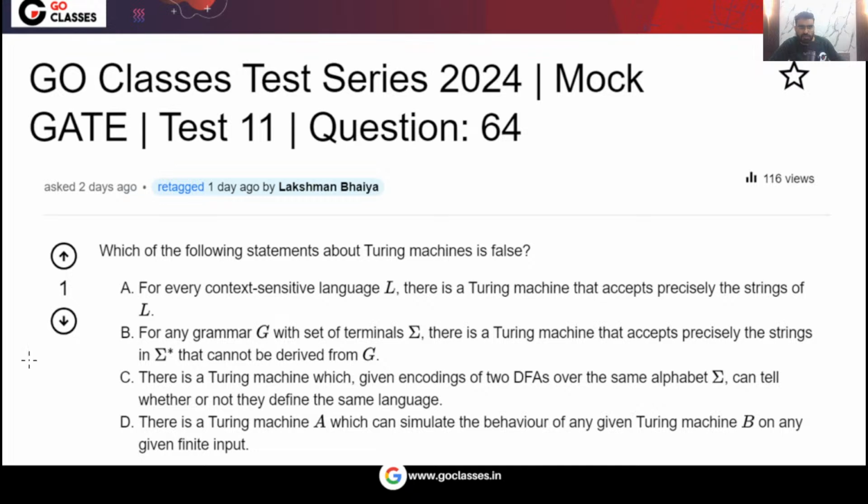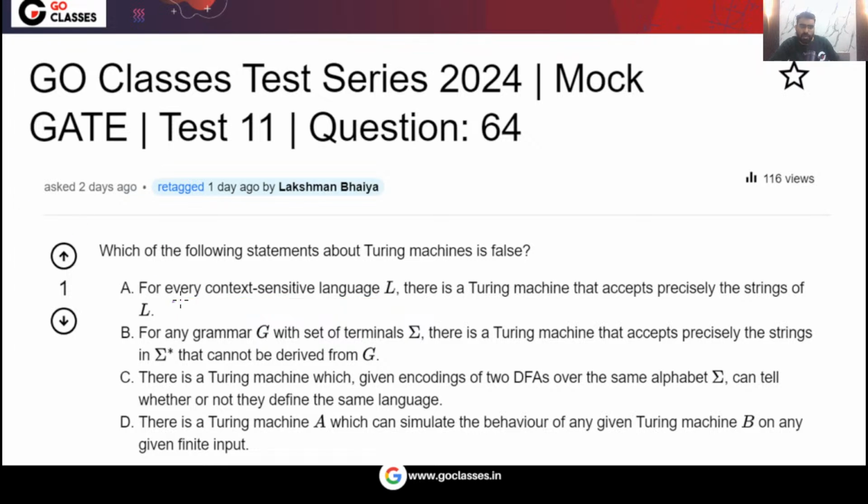Let's solve this question. Which of the following statements about Turing machines is false? Option A: for every context-sensitive language, there is a Turing machine that will accept precisely the strings in the language. This statement is actually true, yes or no?